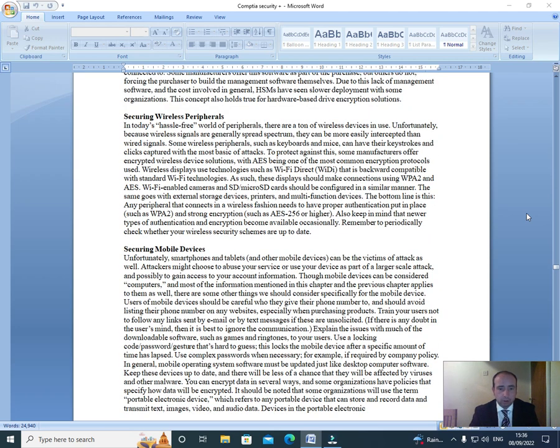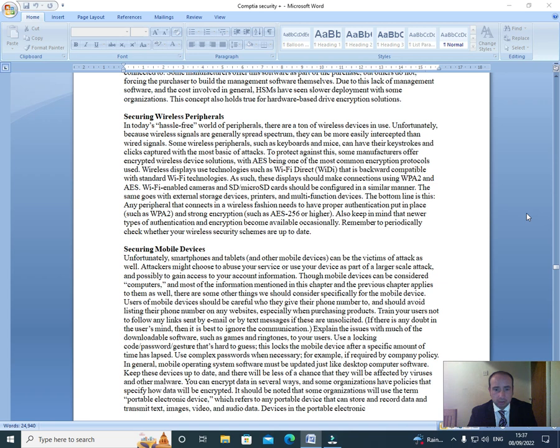Securing wireless peripherals. In today's hassle-free world of peripherals, there are a ton of wireless devices in use. Unfortunately, because wireless signals are generally spread spectrum, they can be more easily intercepted than wired signals. Some wireless peripherals, such as keyboards and mice, can have their keystrokes and clicks captured with the most basic of attacks. To protect against this, some manufacturers offer encrypted wireless device solutions, with AES being one of the most common encryption protocols used.